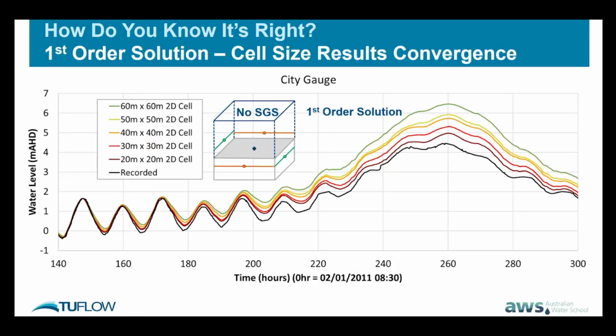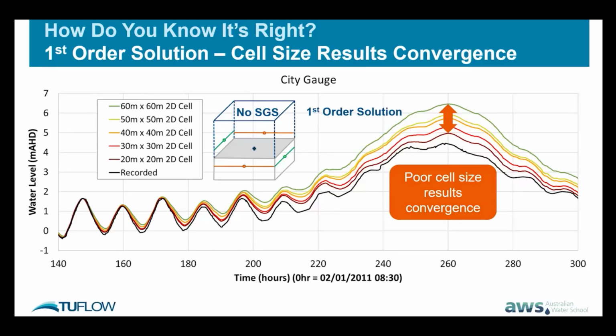So just to compare the results, the black line here is the recorded time history from the flood, 2011. But you can see there, all those different resolutions are giving quite different results. And as you would expect, the coarser cell sizes are giving the higher elevations. And so what we're seeing here is what we call not very good cell size results convergence.